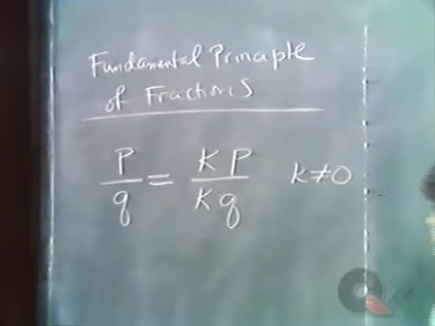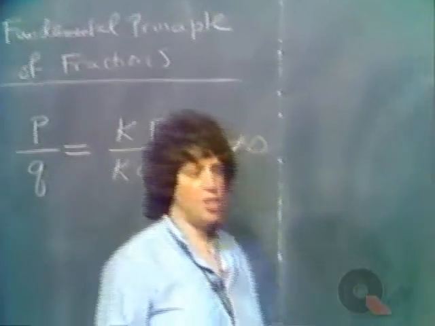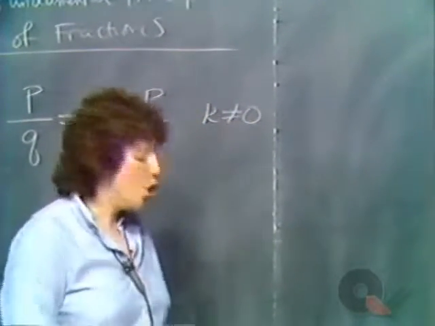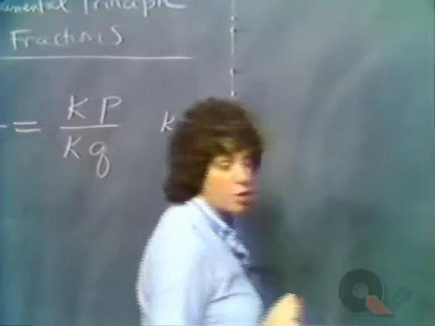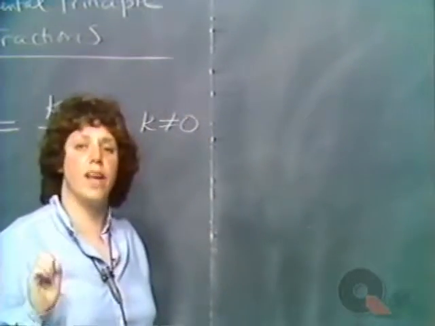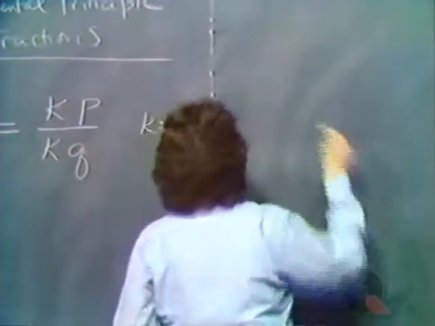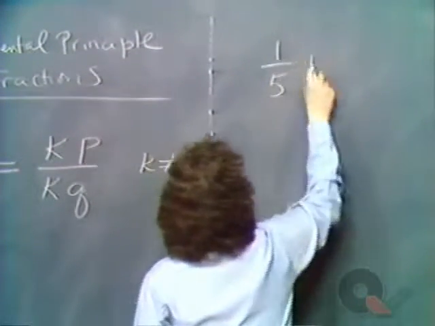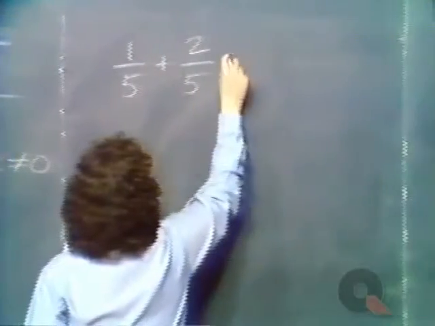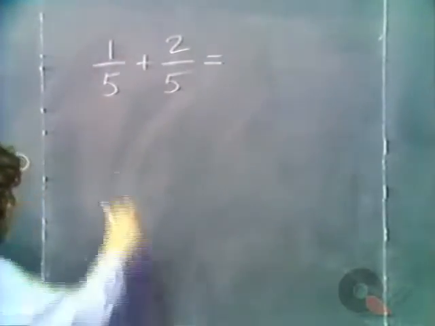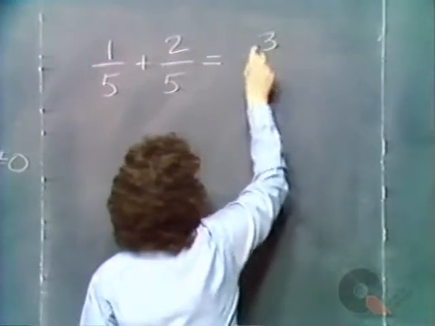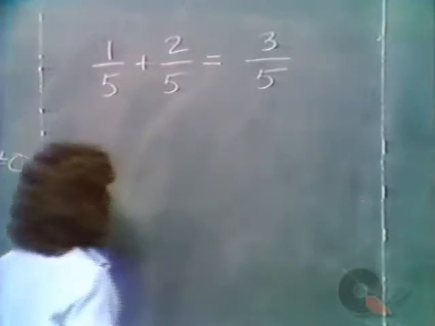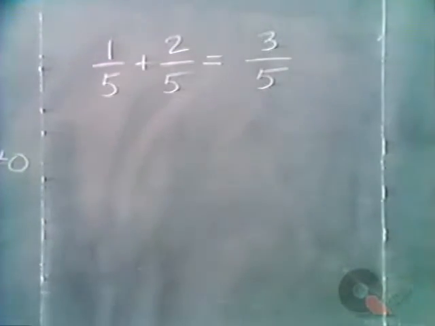Now, the important thing to remember when adding and subtracting fractions is they must have the same denominator, or you cannot proceed. If they do have the same denominator, you simply combine numerators and place them over the common denominator. For example, if I have 1/5 plus 2/5, they have the same denominator, 5. You simply combine the numerators, 1 plus 2, that's 3, and put it over the common denominator for an answer of 3/5.